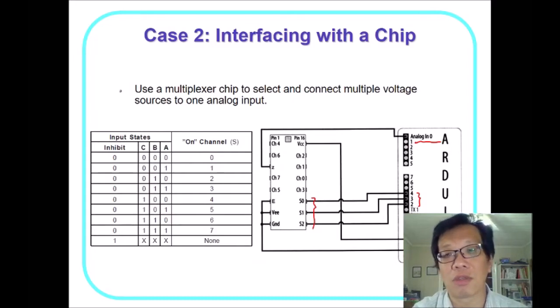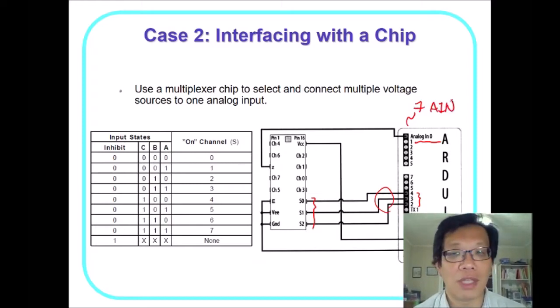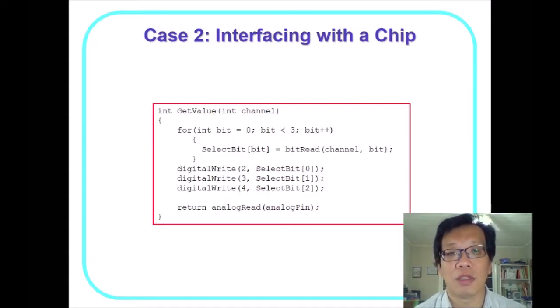In other words, if we use those 3 pins over here, we increase 1 analog input pin into 8 analog input pins. This can be very handy, because in many cases we might need to increase the ports, and this chip definitely does the job for us. This is the code that we're going to use.